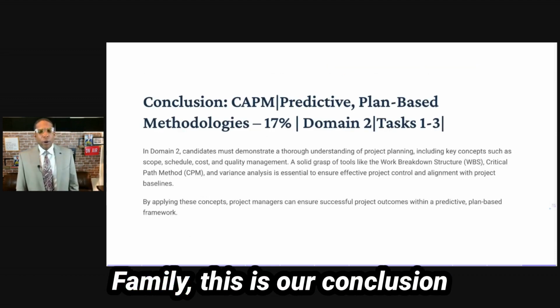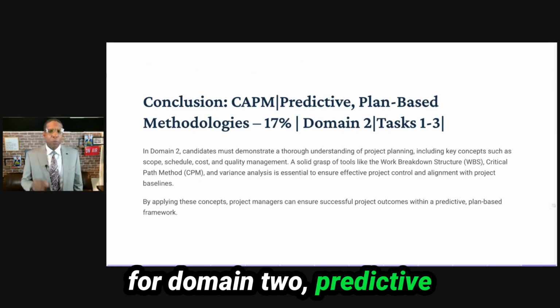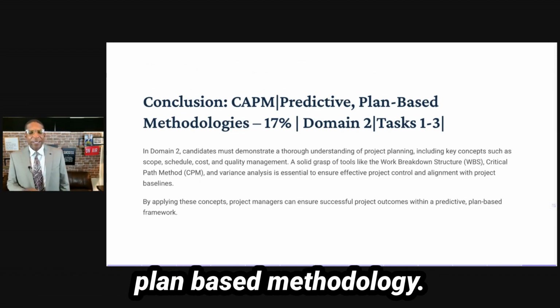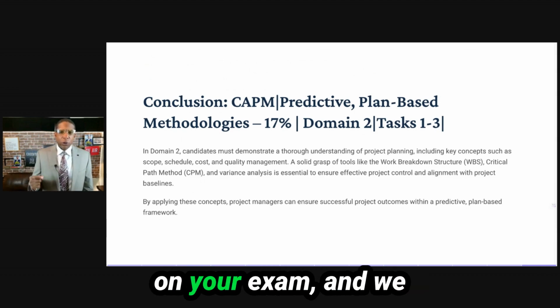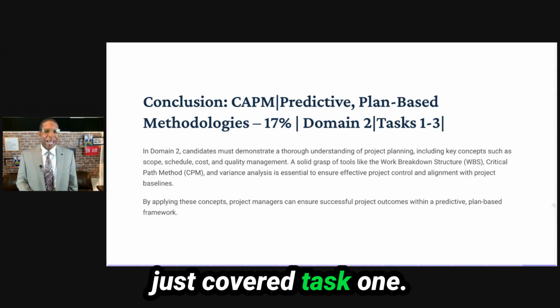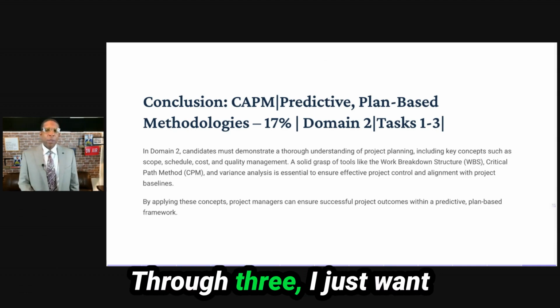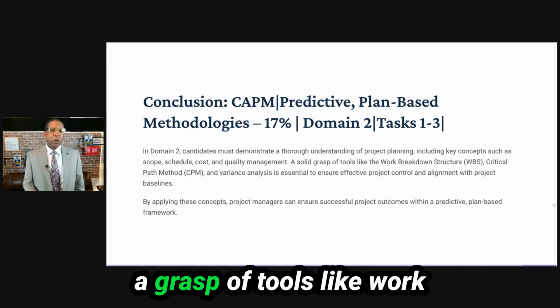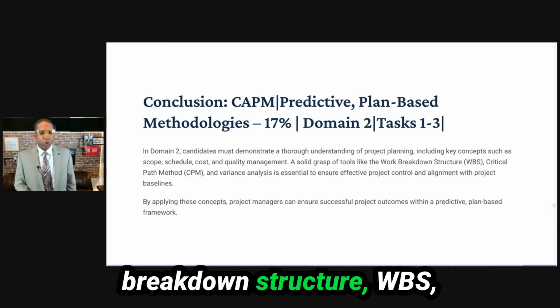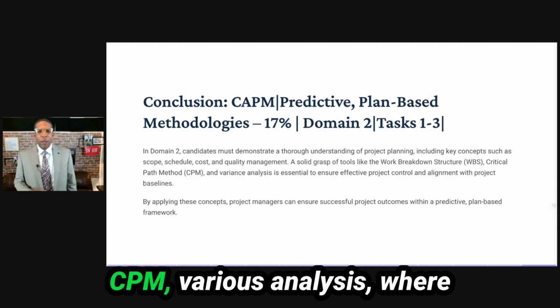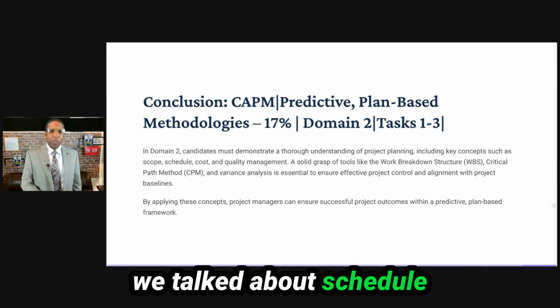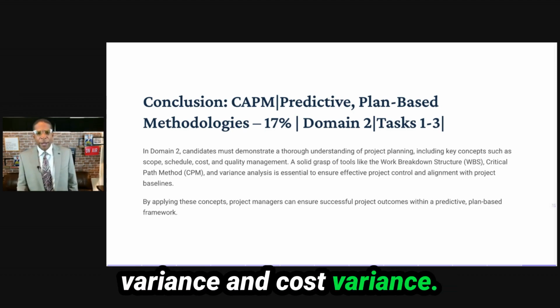All right, family, this is our conclusion for domain two, predictive plan-based methodology. This is worth 17% on your exam, and we just covered tasks 1 through 3. I just want you to keep in mind, keep a grasp of tools like work breakdown structure, or WBS, your critical path method, CPM, various analysis, where we talked about schedule variance and cost variance.